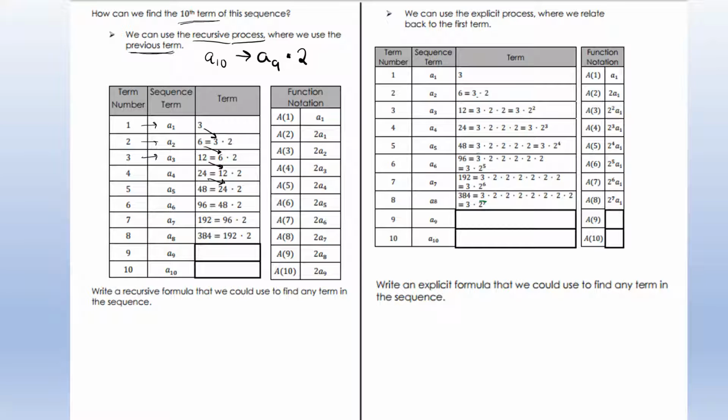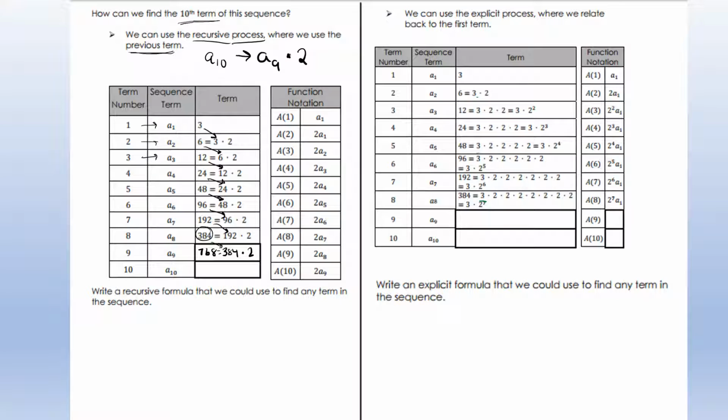24 times 2 is 48. 48 times 2 is 96. 96 times 2 is 192. Then I take 192 times 2 to get 384. So what would the next term be? Well, I would take what I had before, 384, and multiply it by 2, and that gives me 768. So the 9th term in the sequence is 768.